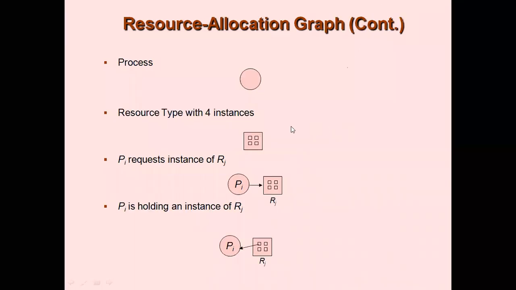Moving on to the contents of the resource allocation graph. A circle is used to represent a process, and a rectangle is used to represent a resource. If a resource has 4 instances, you draw 4 instances inside this rectangle. If a process wants to request a resource, this is how the arrow goes. And if the process is holding or has been assigned a resource, then this is how the arrow should look.